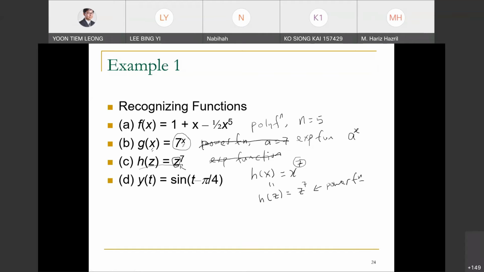So now this is an example of exponential function and power functions, and you have to realize what is the power and what is the base. Here, the exponential function has a base of 7. Here, you have a power function which has a power of 7. Here is an exponential function with a base of 7. This is an exponential function raised to the power of 7. And this is an example of a trigonometric function.